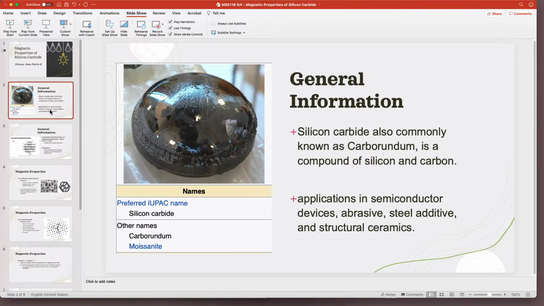So, some general information first. Silicon carbide, also known as carborundum, is a compound of silicon and carbon. Silicon carbide is a semiconductor material and is commonly used as an emergent material for applications in semiconductor devices, playing a key role in the industrial revolution, and is still widely used as an abrasive and steel additive for structural ceramics.